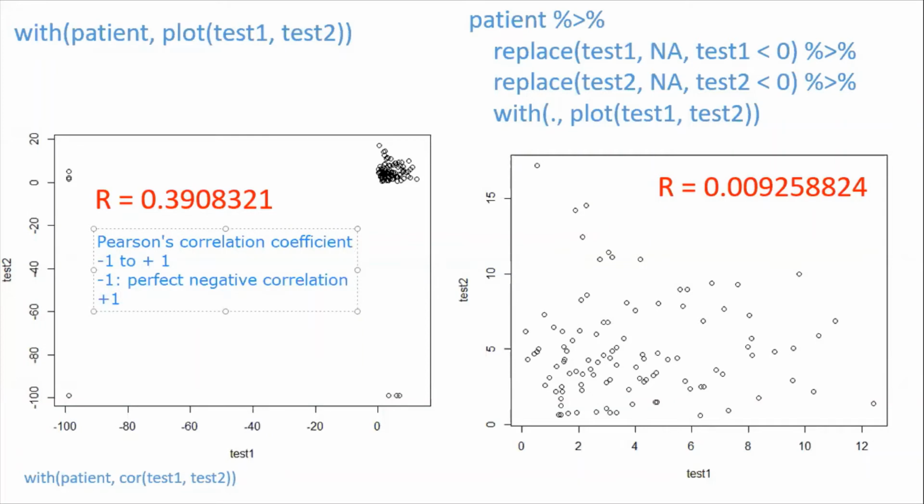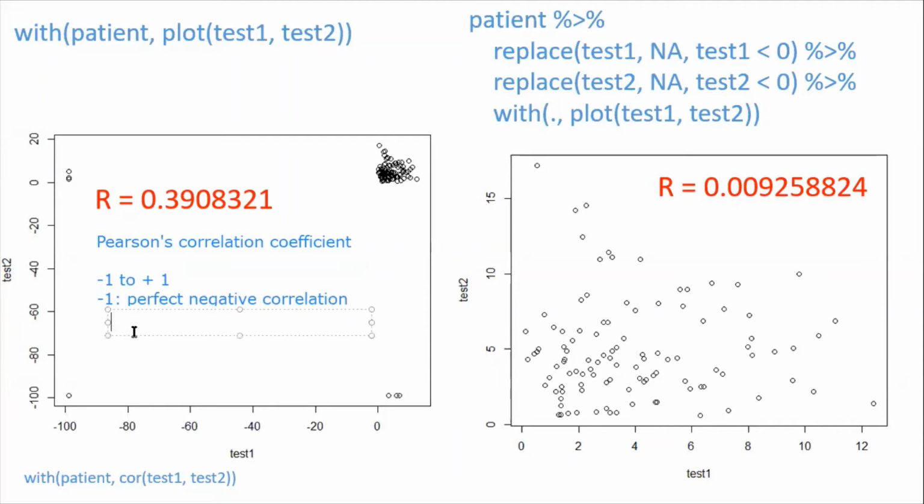What is positive correlation? It is the same idea. In our example, it just means that if test 1 increases, test 2 will also increase. If test 1 increases by one unit, test 2 will also increase by one unit. So both increase in this case. This is perfect positive correlation. And what if it is zero? If it is zero, then it is called no correlation or no association.